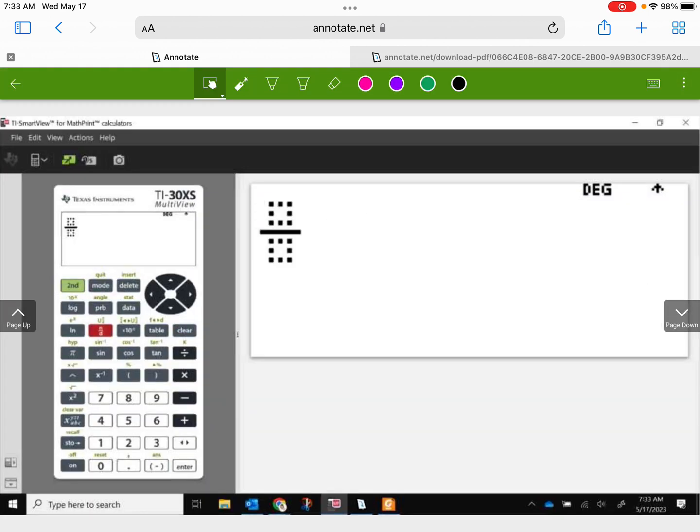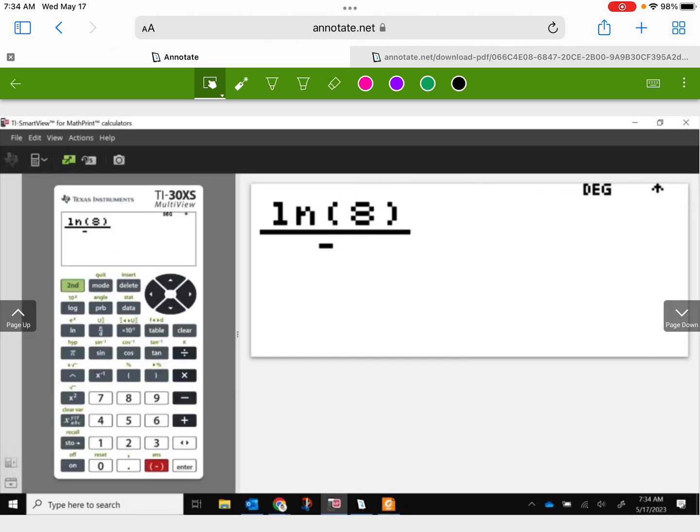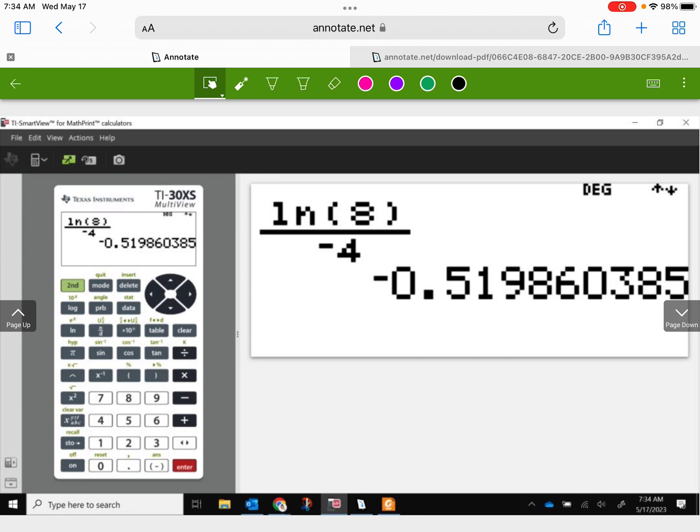Or we're going to have a fraction that is the natural log, ln, it's the third one just below the log button, of 8 over negative 4. Whoa, not what I meant. Swap it back, thank you. Negative 0.5199.